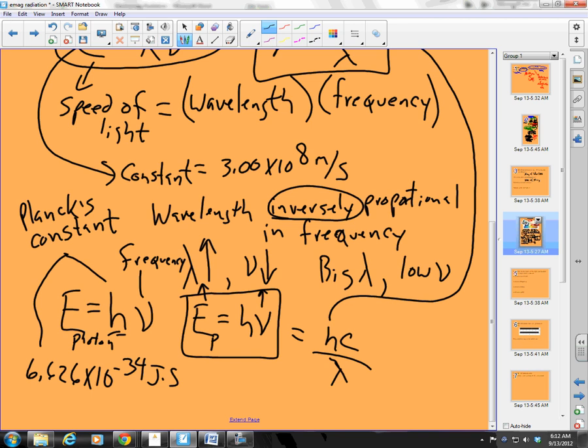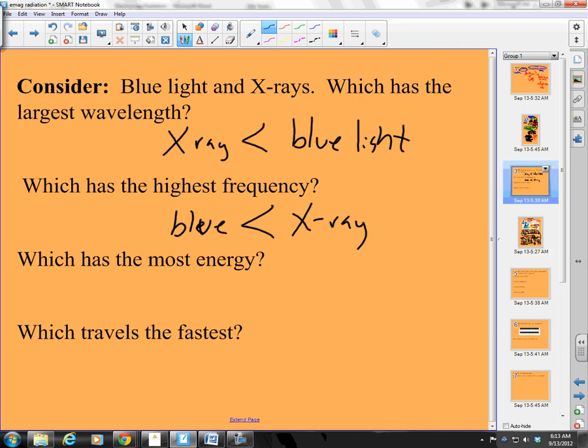So these are two ways to figure out energy. When my wavelength goes up, what happens to my energy? Well, wavelength is in the denominator, so when it goes up, my energy is going to go down. When nu goes up, what happens to my energy? My energy goes up. So I think we can answer our question here. Which has the most energy? Well, X-rays have the highest frequency, so that means X-rays have the highest energy.